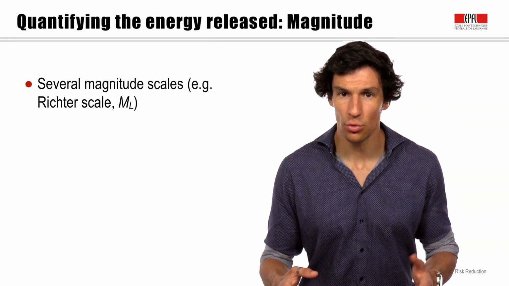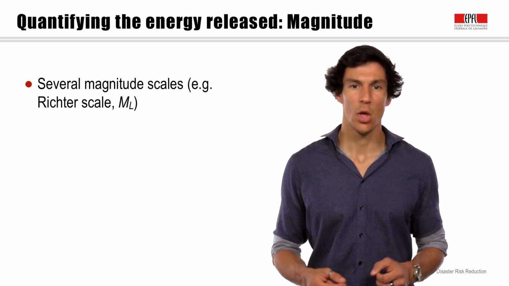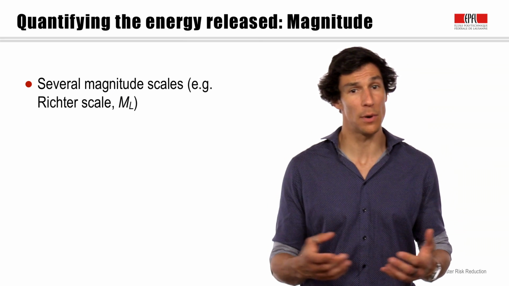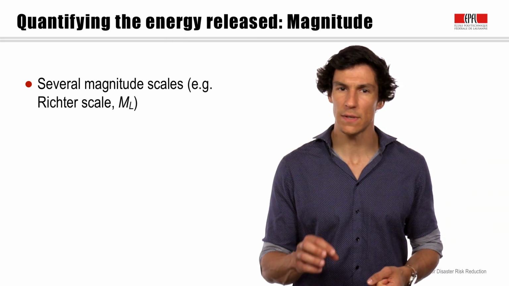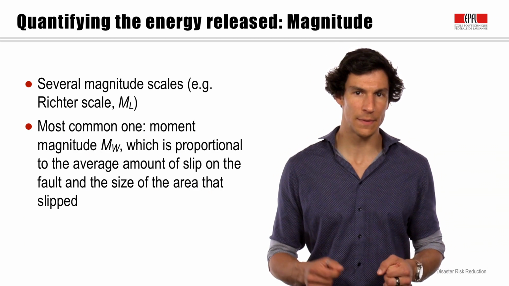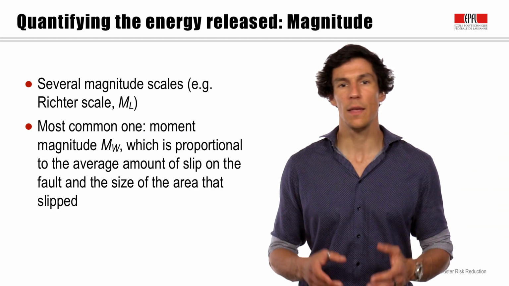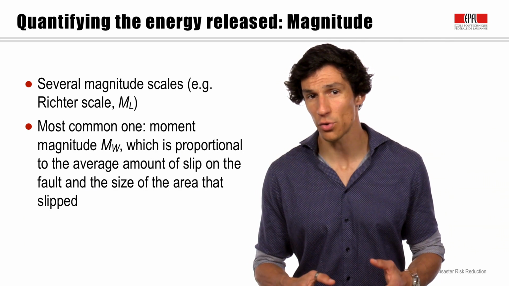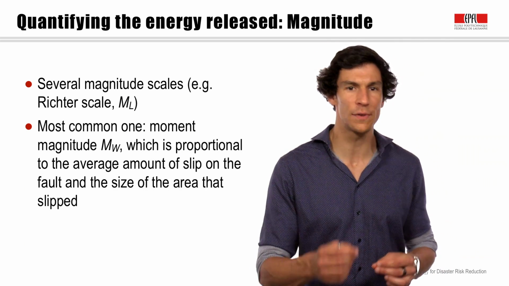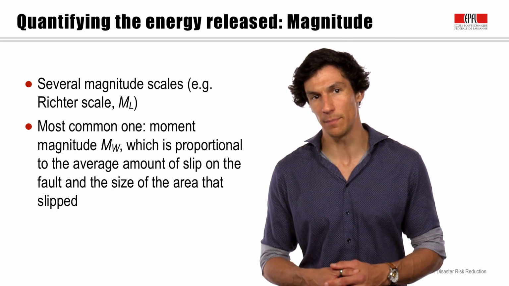With respect to magnitude, there are several scales. Although the Richter scale developed in the 1930s is perhaps the most famous, the one which is commonly used for official purposes is the moment magnitude, developed in the 1970s. It is based on the seismic moment of the earthquake, which is proportional to the average displacement along the fault and the size of the area that slipped.